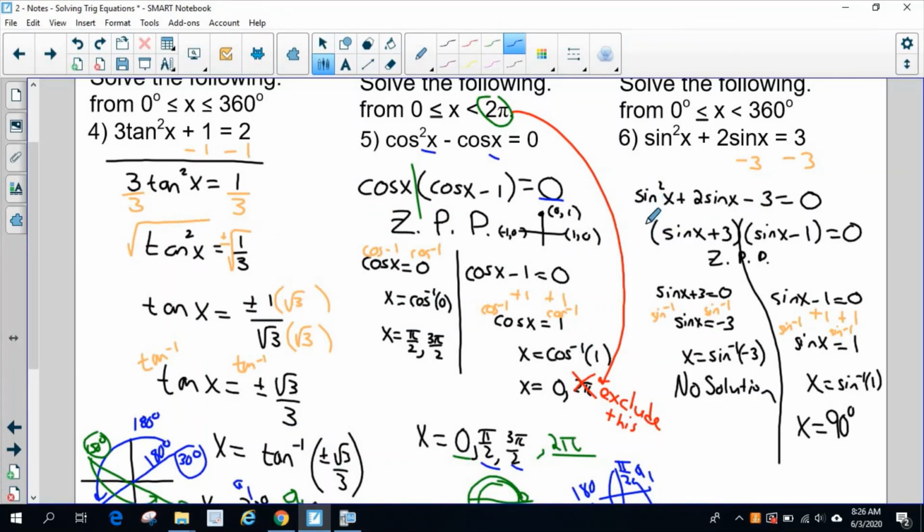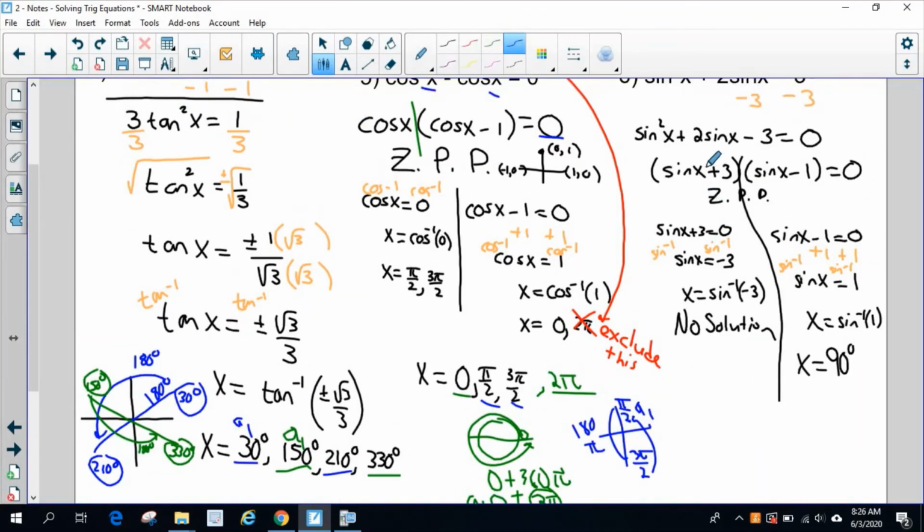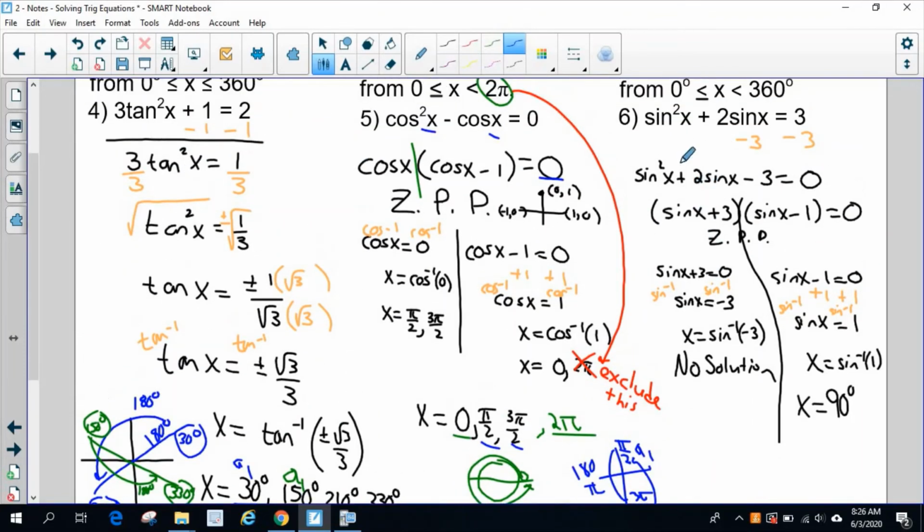So the last one we factored out, right? We factored out what we needed, and what we have there is an equation that maybe makes more sense to write out as s squared plus 2s minus 3, s being sine. Most people could factor that very easily as s plus 3 and s minus 1, because 3 minus 1 is 2, and 3 times negative 1 is negative 3. And then you do the zero product property.